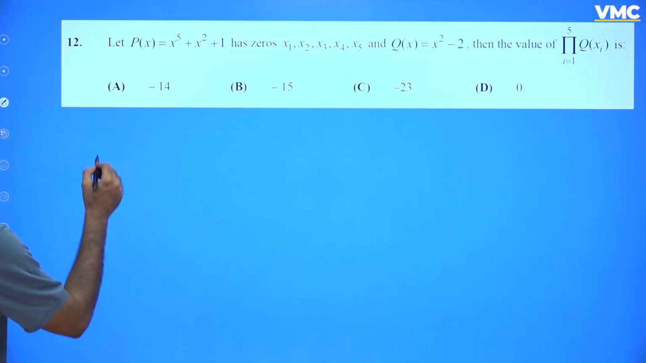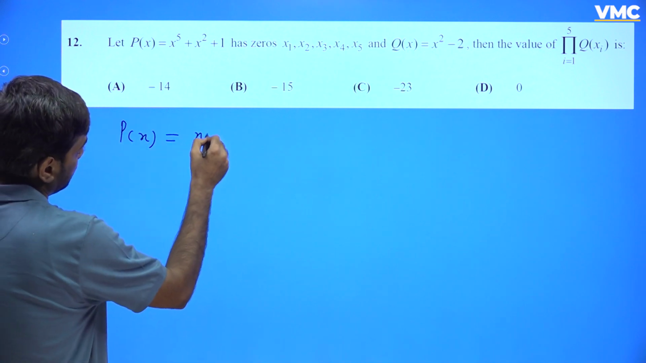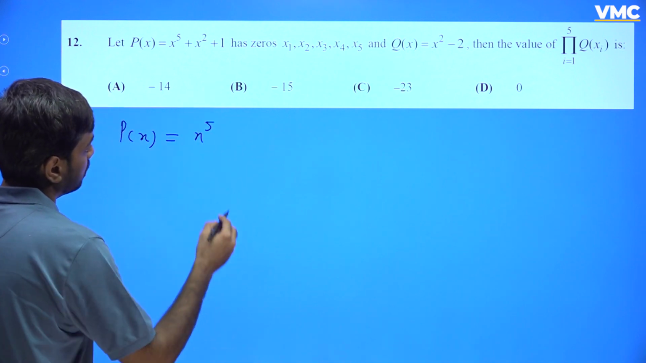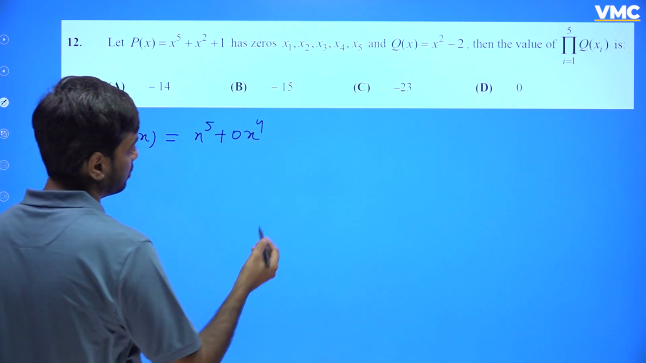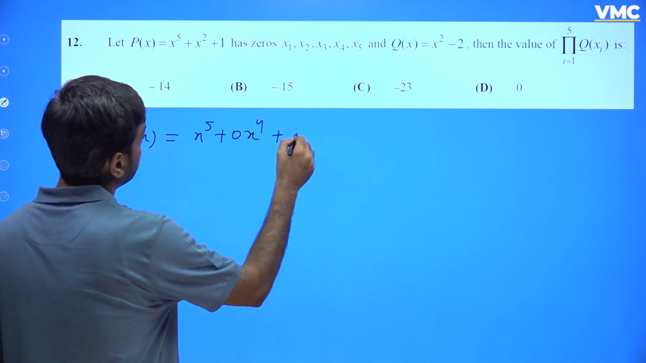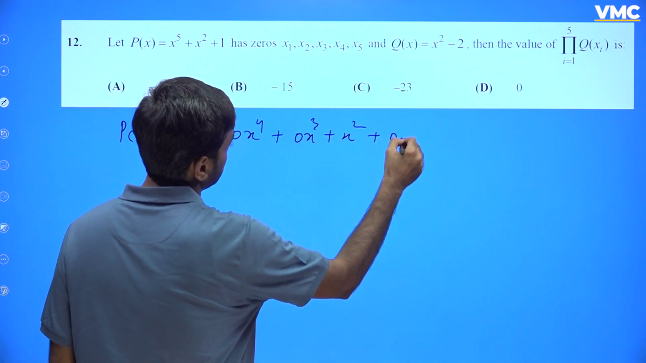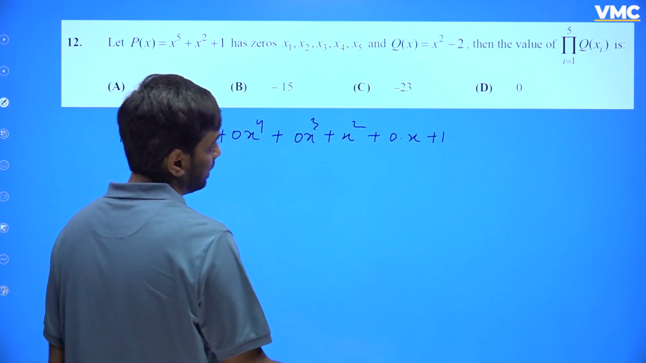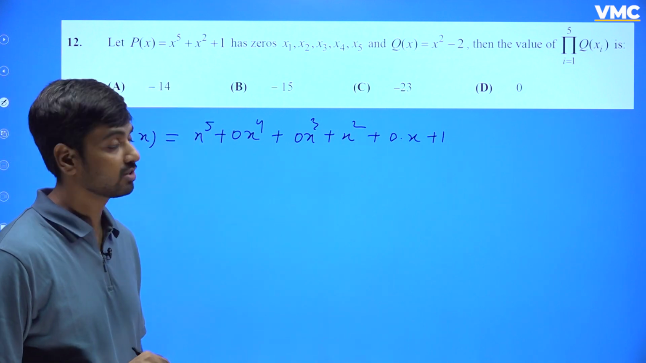Please focus on question number 12. P(x) is equal to x raised to power 5 plus x square plus 1. So I can write it as x to the power 5 plus 0 into x raised to the power 4 plus 0 into x cube plus x square plus 0 into x plus 1, right? It has been given that the roots of P(x) are x1, x2, x3, x4, x5.